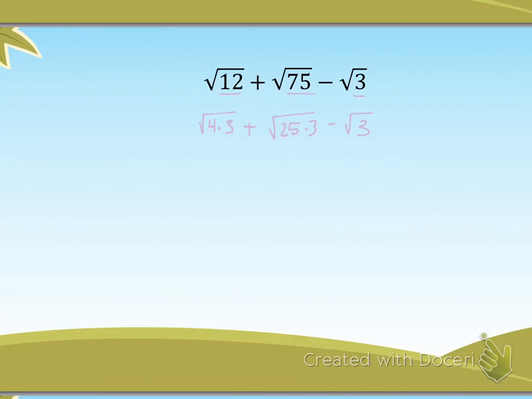And this is 25 times 3. Okay, so the square root of 4 is 2. The square root of 25 is 5. So now they're all in the same term, so I can add and subtract. So 2 plus 5 gets me 7, minus 1 gets me 6.